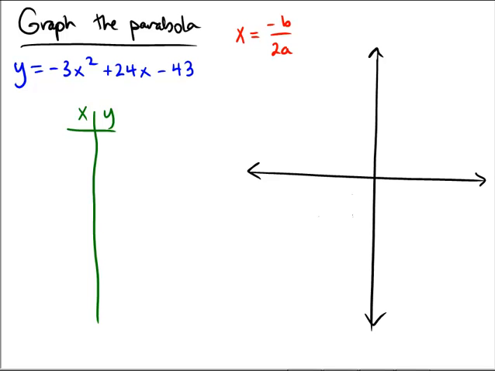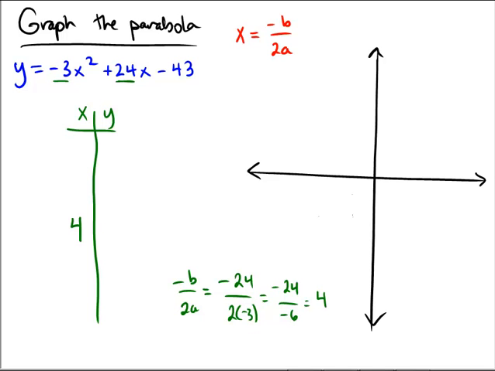So in our problem here, negative 3x squared plus 24x, let's calculate negative b over 2a. Negative b over 2a for us would be negative 24 over 2 times negative 3. In other words, negative 24 divided by negative 6, and that would be the number 4. So x equals 4.